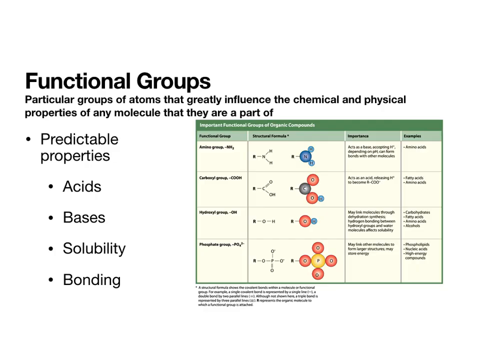We have a carboxyl group, which acts as an acid. It releases the hydrogen atom to become the RCOO negative, which are found in fatty acids and amino acids as well. The hydroxyl group, which may link molecules through dehydration synthesis. Hydrogen bonding between the hydroxyl groups and water molecules affect its solubility. Examples are carbohydrates, fatty acids, amino acids, and alcohols. And we have our phosphate group, which may link to other molecules to form larger structures, and they also may store energy. Examples of these are phospholipids, nucleic acids, and high-energy compounds.